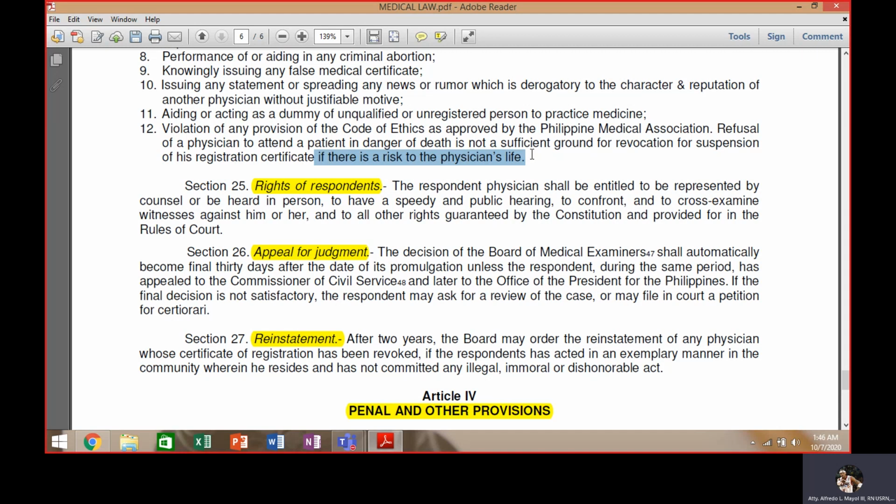Okay, so there is a qualification. Even though there is an emergency, however, if the physician's life will also be put in danger, then the physician may opt to get out, okay, not help the patient.